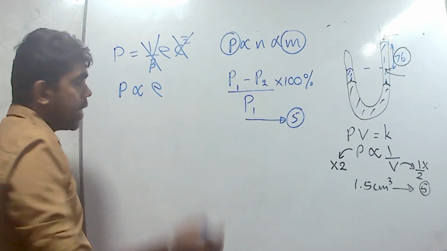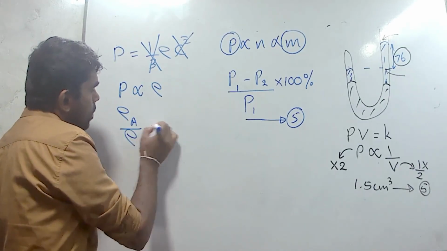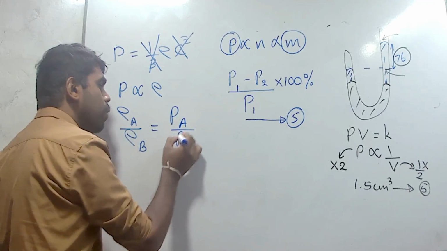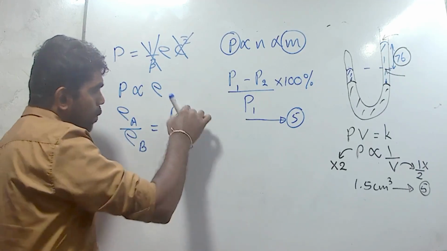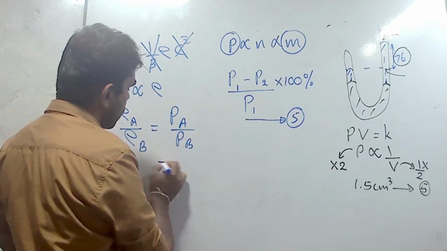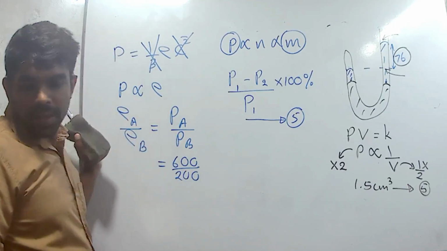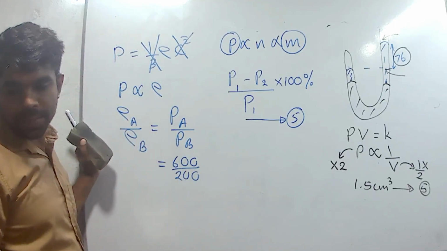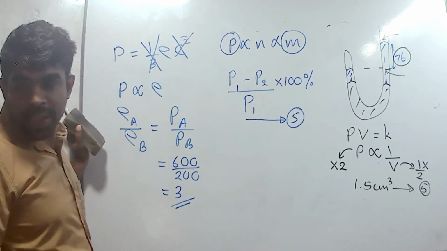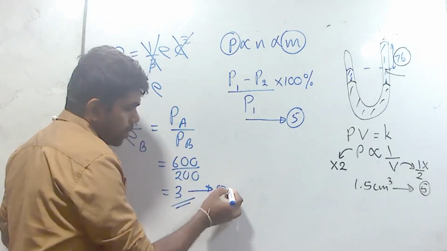Then we can get density of container A divided by density of container B should be equal to pressure of A divided by pressure of B. Pressure of A is given as 600 kilopascal. Pressure of B is 200 kilopascal. 600 divided by 200, then the answer is 3. Ratio is 3. Then the correct answer is 51.